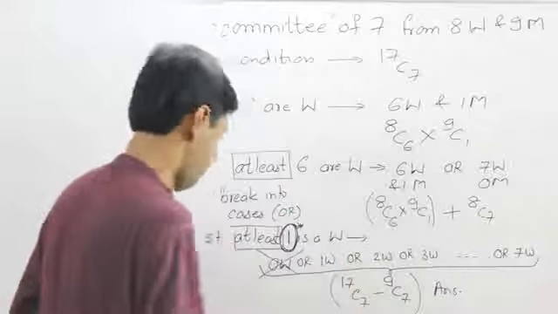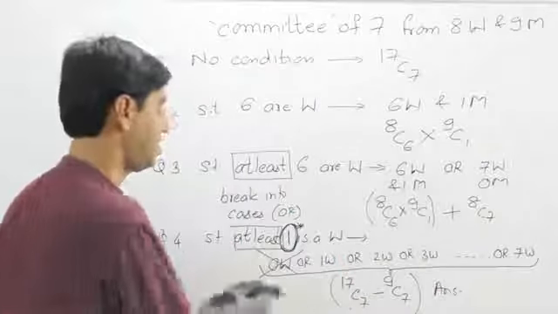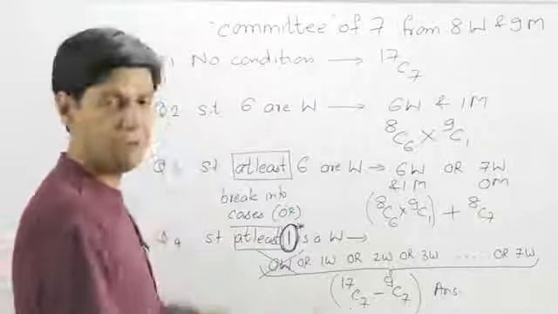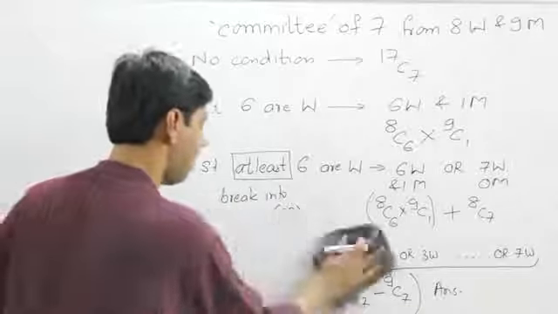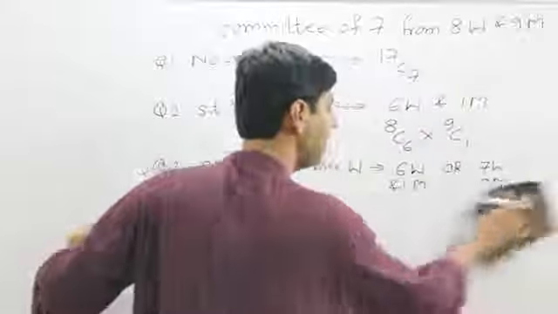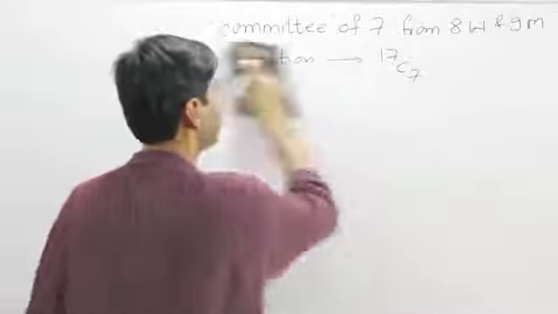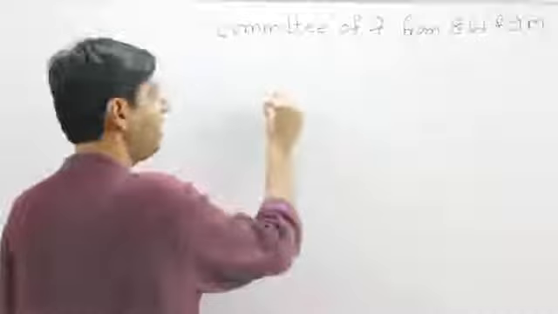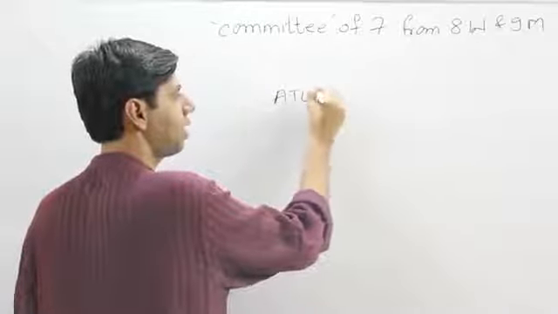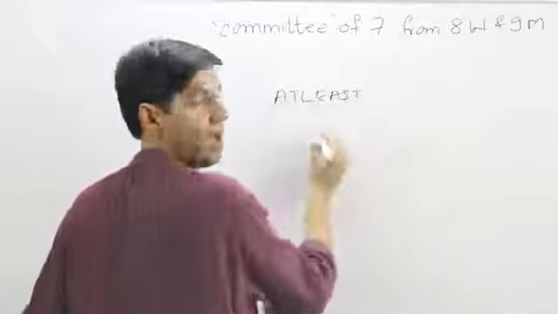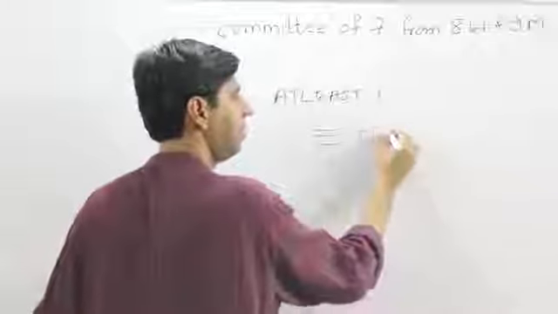So remember, let me erase this and write it in bold actually. So this takes care of all these questions. What I want is just to highlight the fact that at least one should always capture your attention. And you should always be able to write at least 1 as nothing but total minus none.